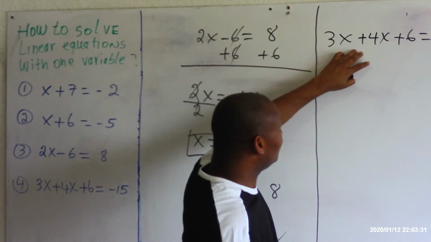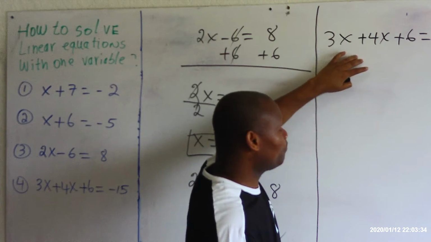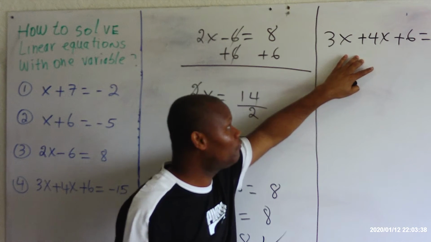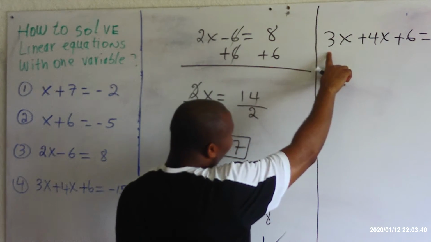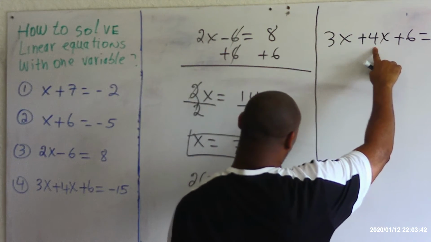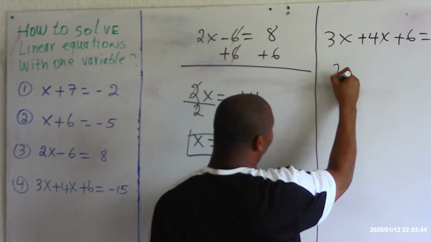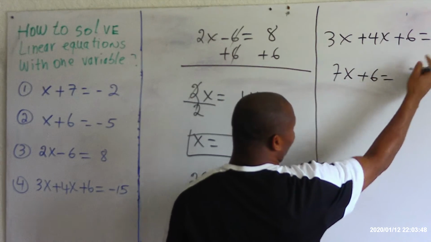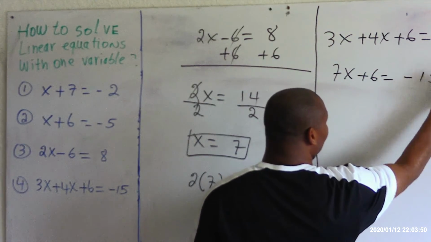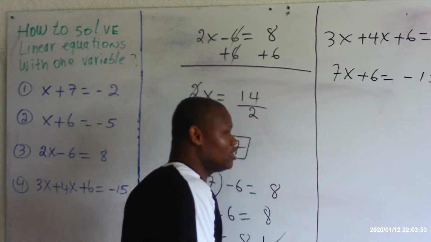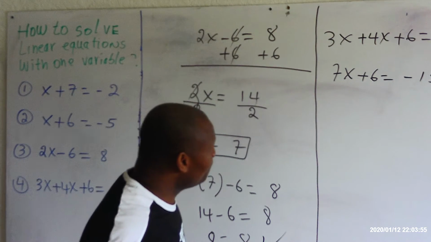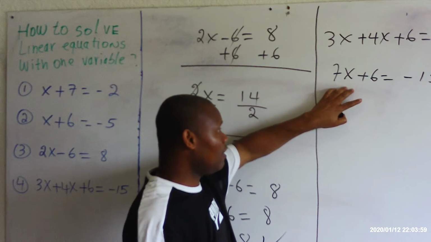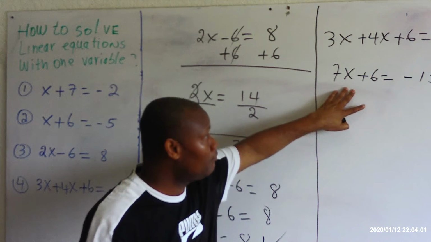We have a like term on the left side. Before we do anything, we need to combine like terms first, okay? So we have 3x plus 4x, that's going to give us 7x. 7x, bring down 6, equal negative 14. So we reduce our equation, okay? So now, it's very important to get x by itself.